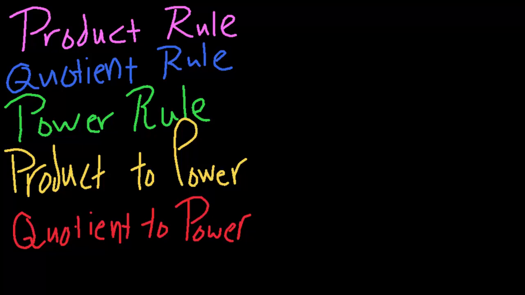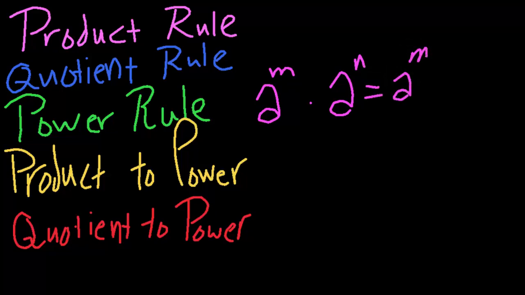Well, actually, two of the same numbers that both have different exponents. So, if we had a to the power of, we'll call this m, times a to the power of another n, we're going to get a to the m plus n. Okay?